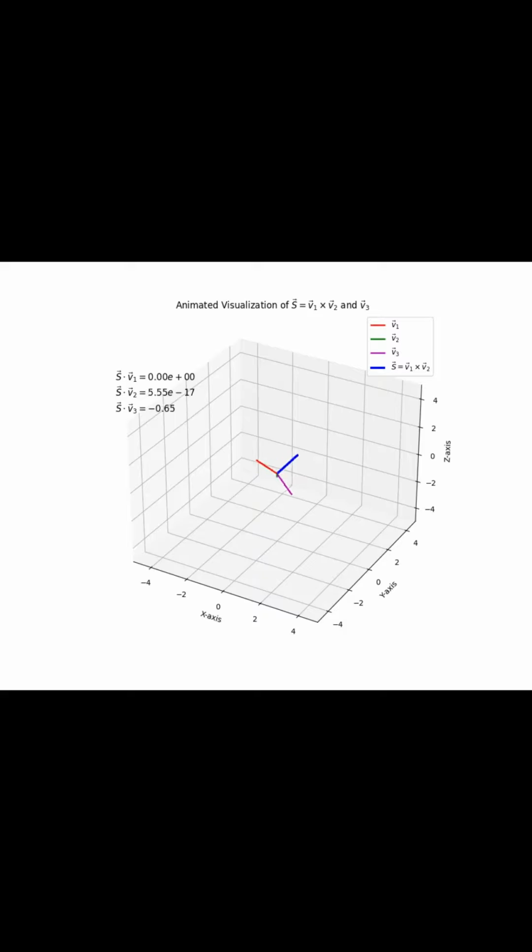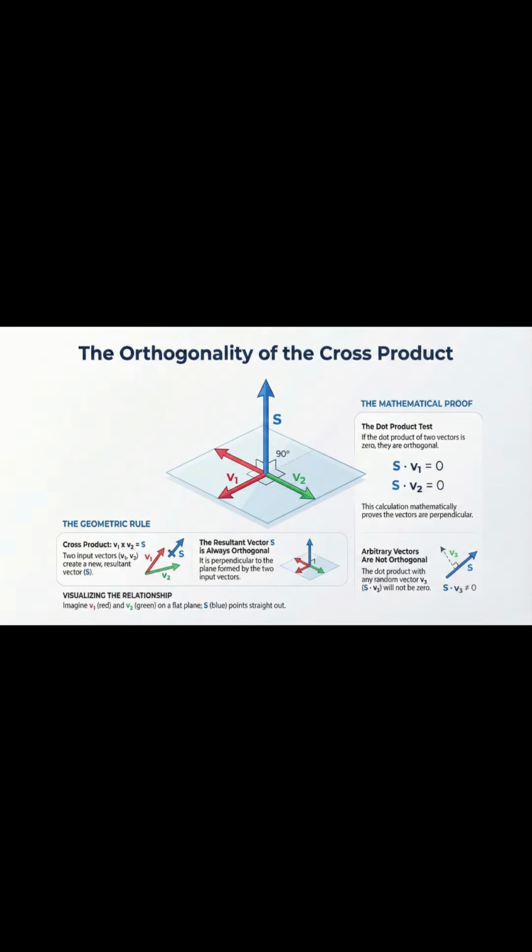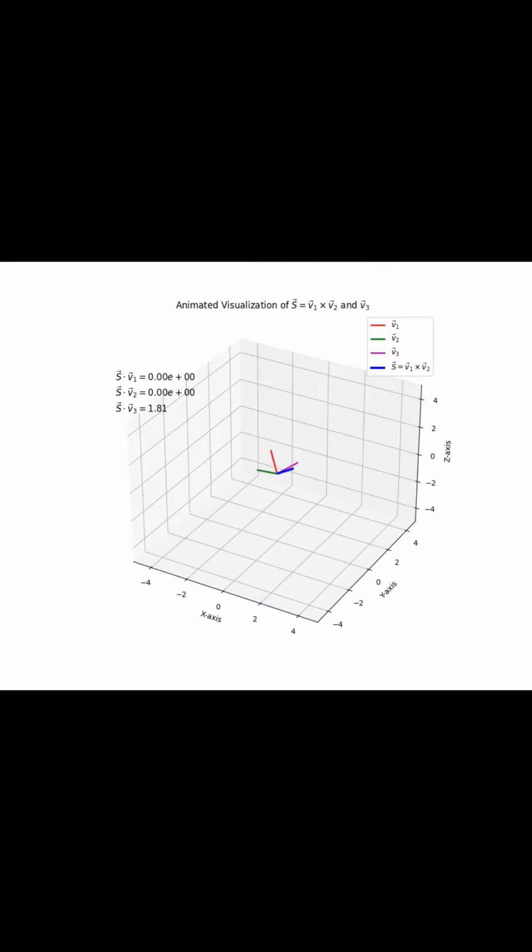Second, and this is the main idea, is what's called the orthogonality property. So what does that mean? It means the vector you get out, S, is always, and I mean always, at a perfect 90-degree angle to every single one of the vectors you started with. You can kind of picture those input vectors creating a plane, and this new vector just stands straight out from it.